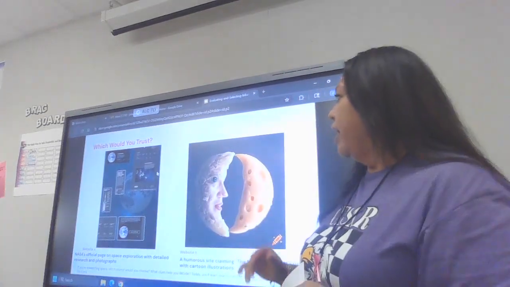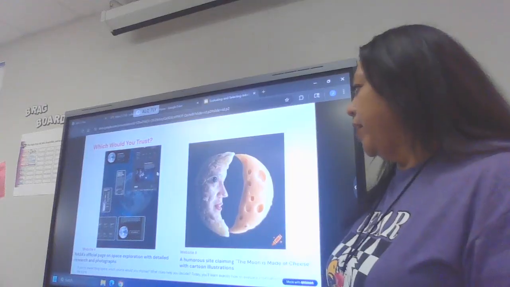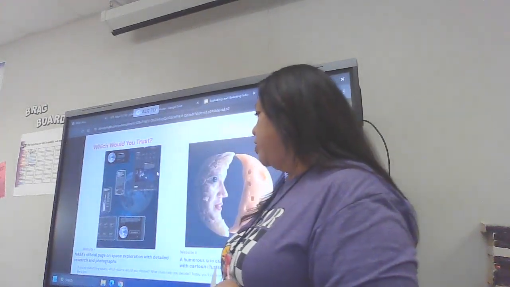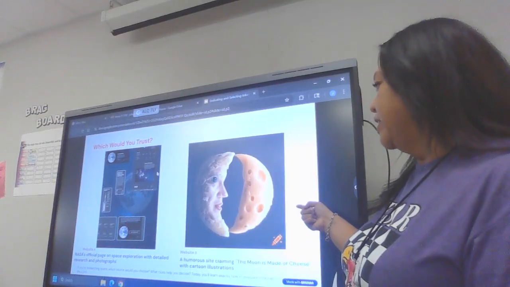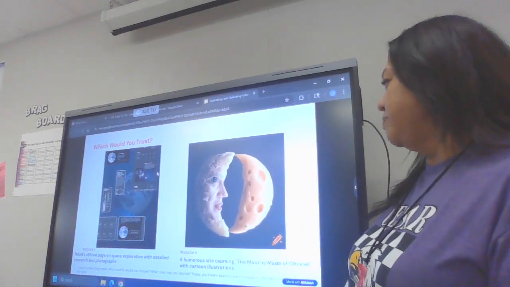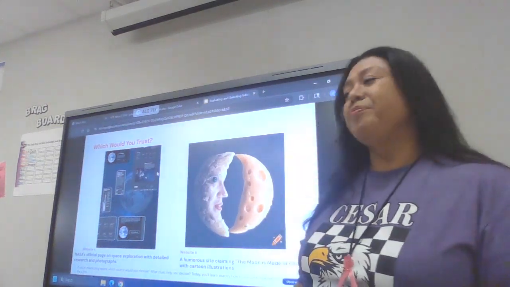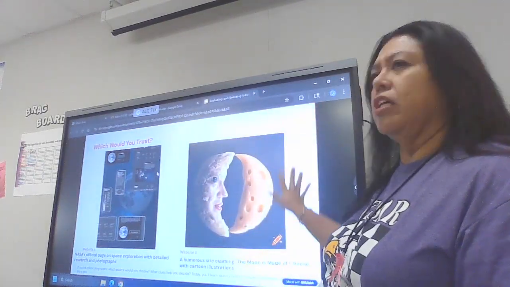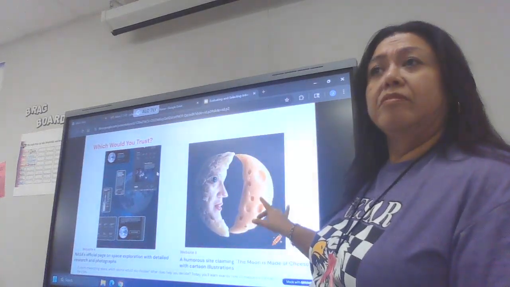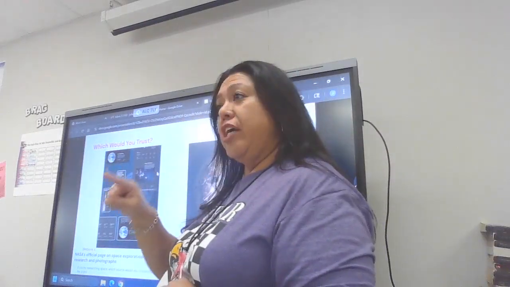So here, if you look at the screen, it says, which would you trust? Here we have NASA's official page on space exploration, and over here we have a site that says the moon is made of cheese. Not the moon, the NASA one, right? So this one looks like it's what? Fake, AI, fake, fiction, very good.